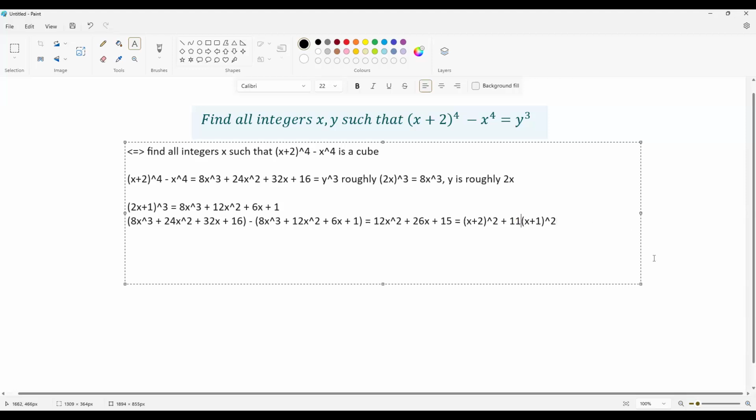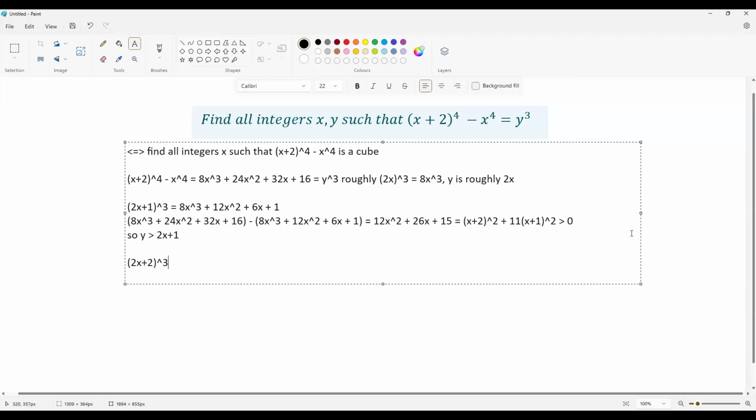Okay, why did I think of putting it into squares? My feeling was, since this is 24x squared and this is 12x squared, this should be bigger than this. So if we subtract it, we want a positive number. If we can get some squares, this is always positive, because squares are non-negative, and we can't have both of them being zero. So this is always positive. So y is always bigger than 2x plus 1.